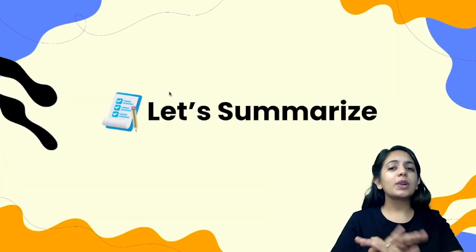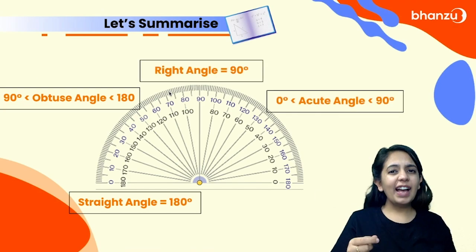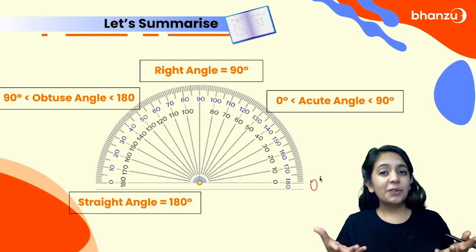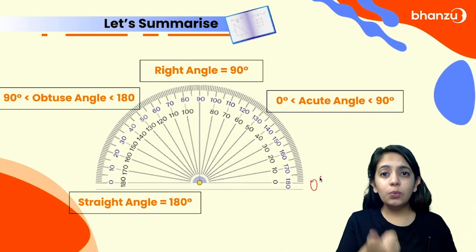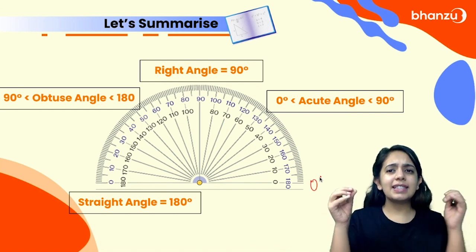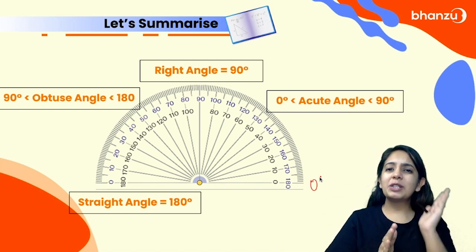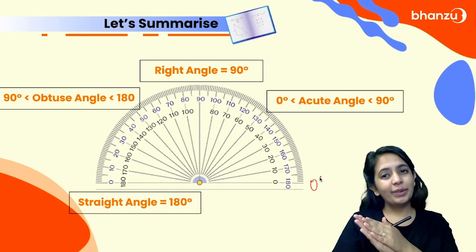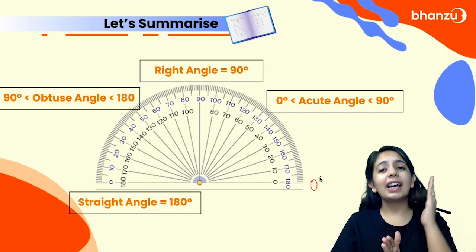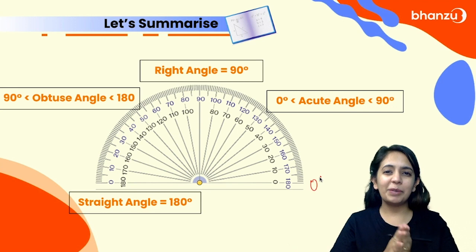Now let's summarize whatever we have learnt in this session. So we have learnt about different types of angles like 0 degree angle is called the 0 degree angle only. Straight angle is actually 180 degrees. Right angle is exactly 90 degrees. Now whatever is between 0 to 90 is called acute angle and the angles that lie between 90 to 180 are obtuse angles.